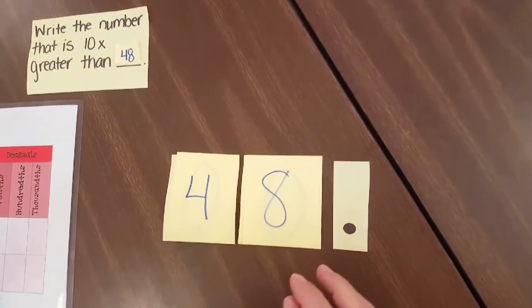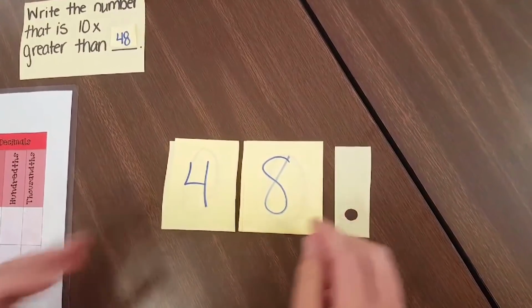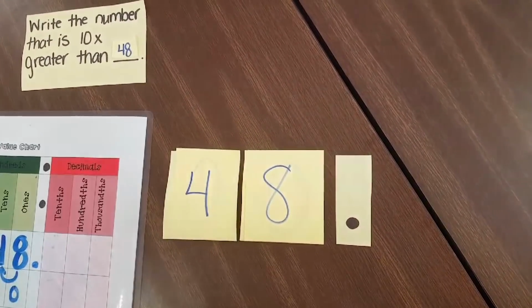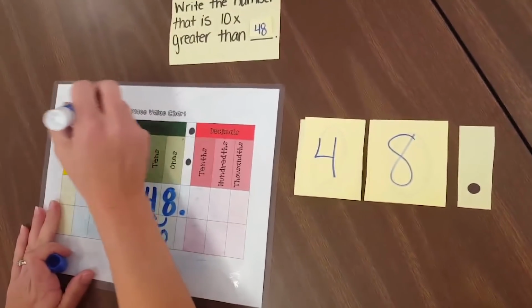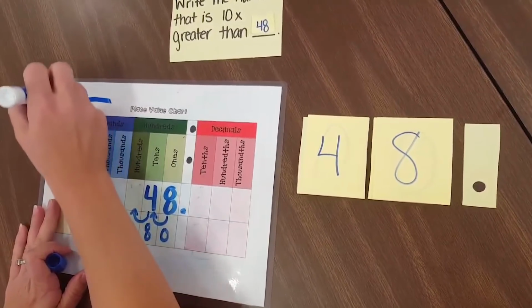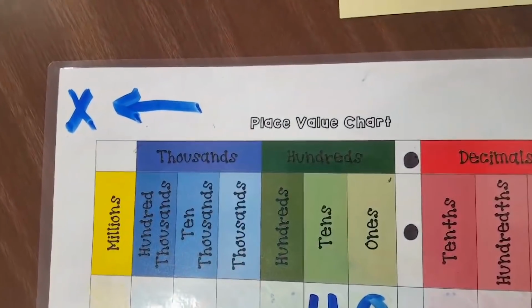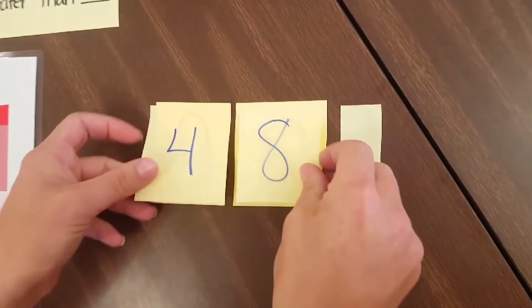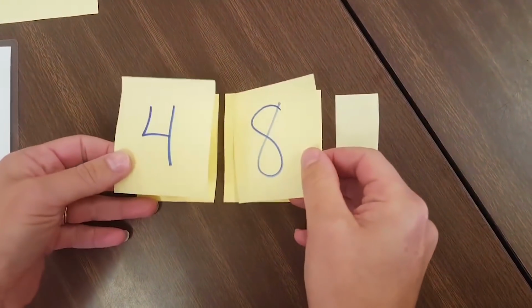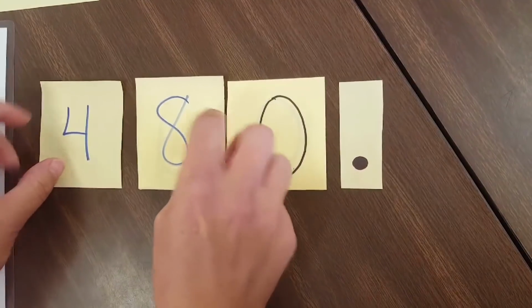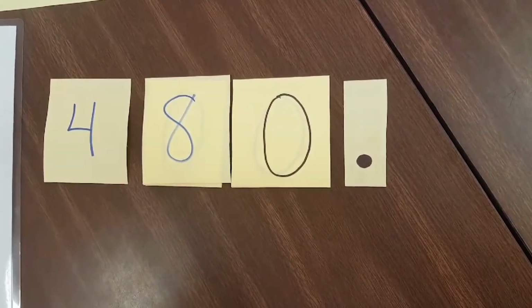We can also show this with post-it notes. I need to move each digit one place to the left because when we're multiplying on the place value chart, we have to move to the left, to the left, to the left, to the left when you multiply. Both of my digits move one place value to the left. It became 480.